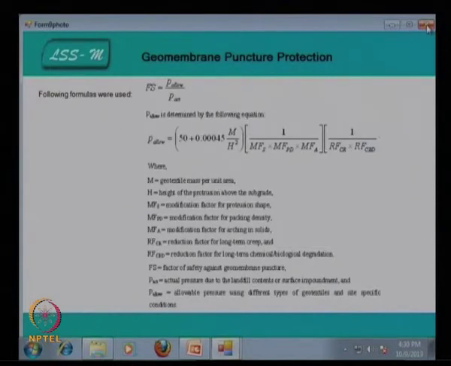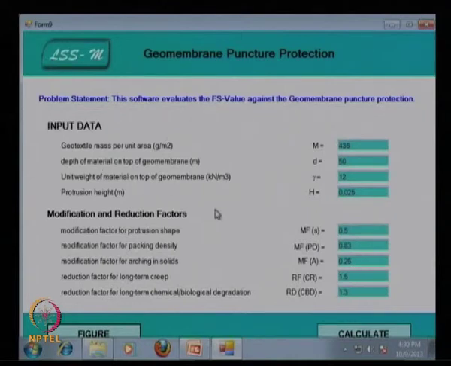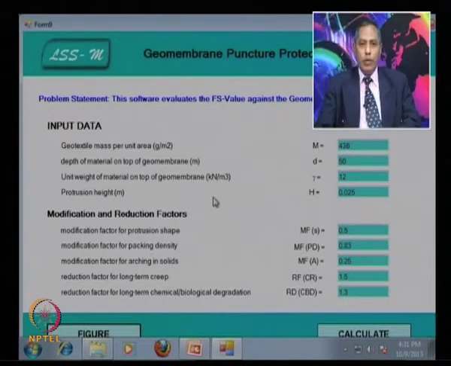So this equation has been used, and this is the input data. Geotextile mass per unit area is 430 gram per meter square. Depth of the material on the top of the geomembrane D is equal to 50 meter, and the unit weight of the material on the top of the geomembrane gamma is 12 kilonewton per meter cube, and protrusion height, this H, is equal to 0.025 meter. And these are the modification factors. MF is 0.5, MF PD, that is modification factor for packing density, is 0.83, modification factor for arching, MA, is 0.25.